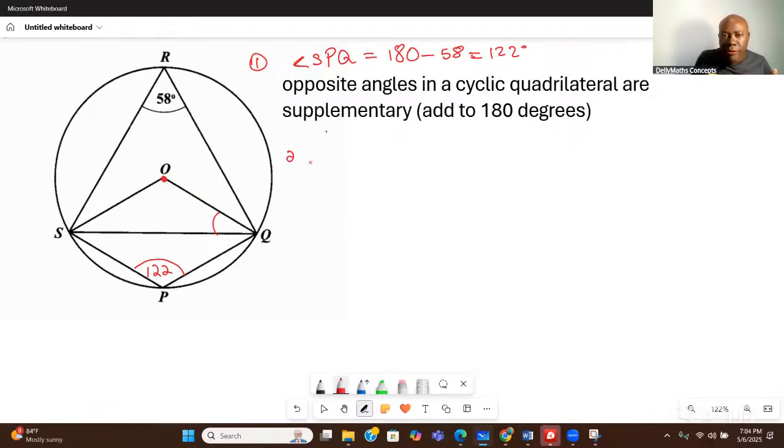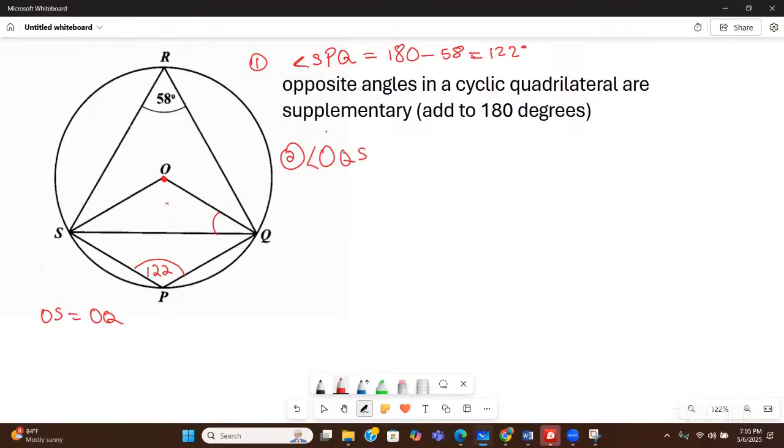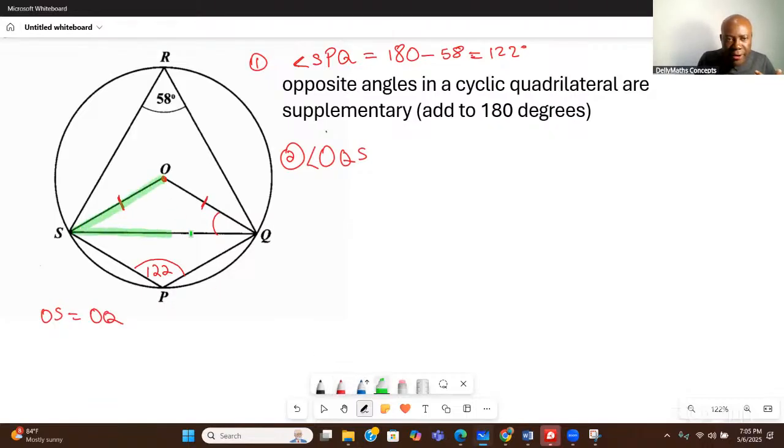Let me just write this here for you. Angle OQS. Now I'm going to give some little notation. OS is equal to OQ in terms of distance. Both of them are what we call radii of the circle. Everybody agree? They're both radii of the circle right there. So they are radii, which makes this an isosceles triangle. This triangle that I just outlined right here is the isosceles triangle.